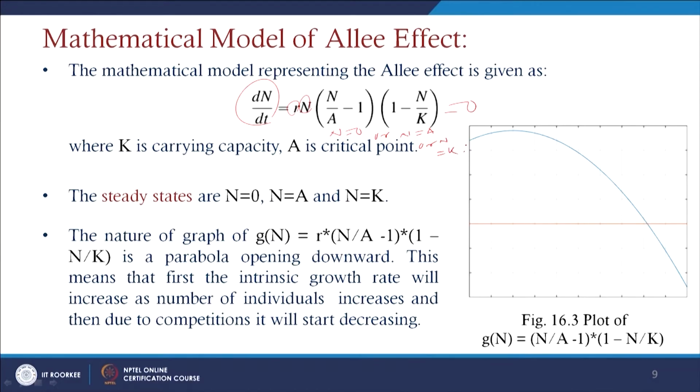And the nature of this graph, if you see here, g(n) is nothing but what can be written as r into (n by a minus 1) into (1 minus n by k).